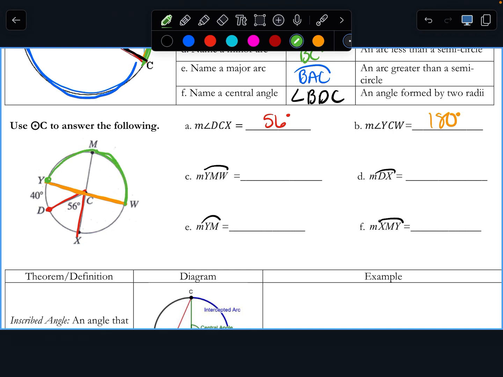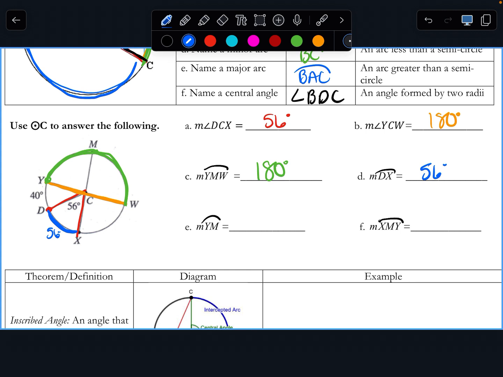YMW. Oh, look, half the circle is colored. Guess what half the circle is? 180. Half of 360. Okay. So 180 degrees. DX. Okay. DX is this little guy. Well, the central angle and the arc measure, they're exactly the same. Okay. Yep, same thing.